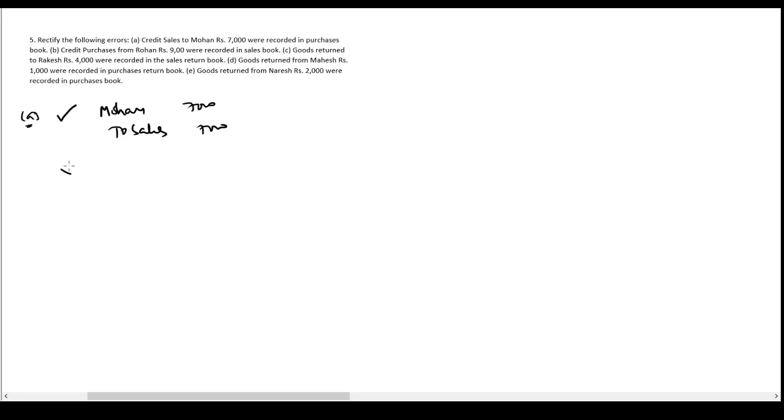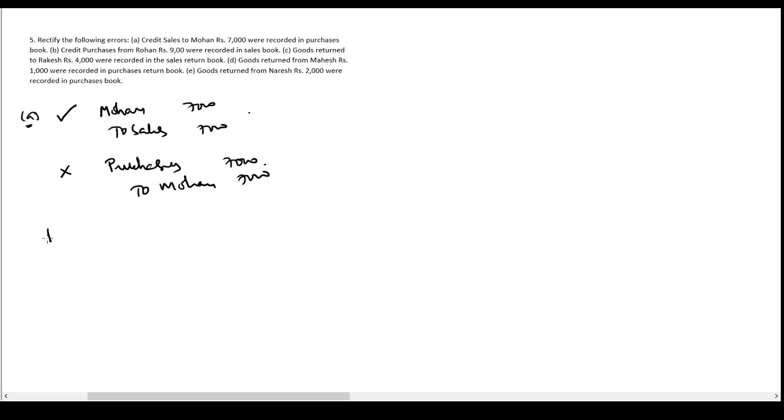But what have we done? Instead of recording it in the sales book, we have recorded the name of Mohan in purchases book. So if you record the name of Mohan in purchase book, it is equal to passing an entry purchases to Mohan. This is the wrong entry we have passed. This is the entry which should have been passed. This is the entry we have already passed.